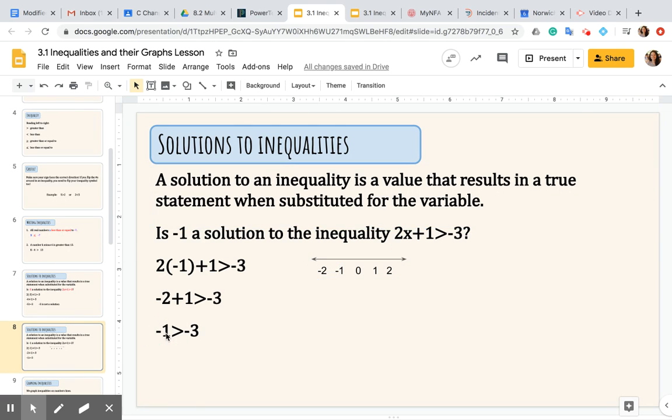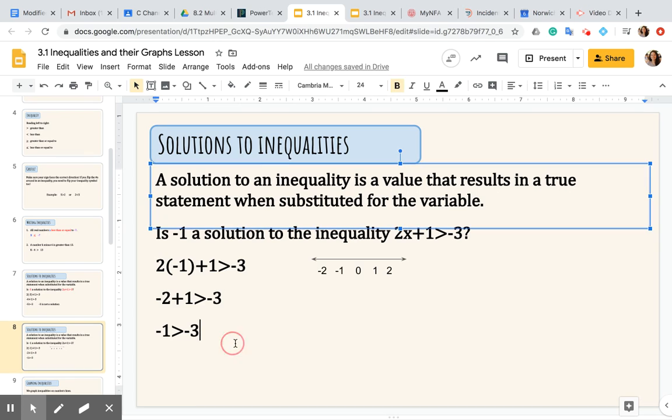And again, you can think about it like temperature. -1 is a warmer, a higher temperature than -3. So this is a true statement. -1 is bigger than -3. So I'm going to go back and say -1, which is the number I tested, is a solution.